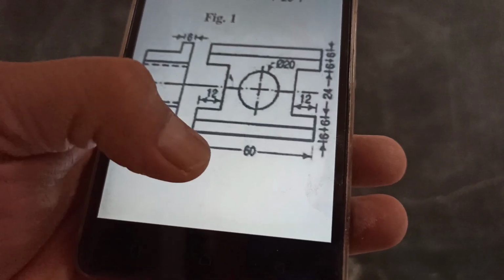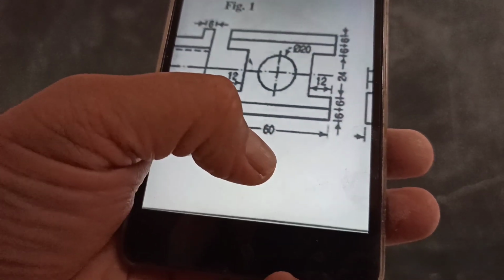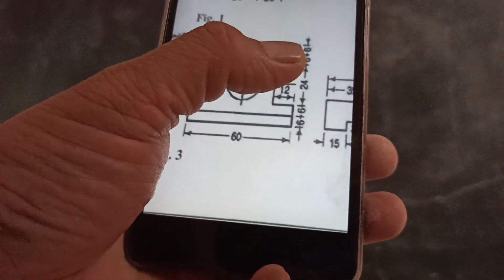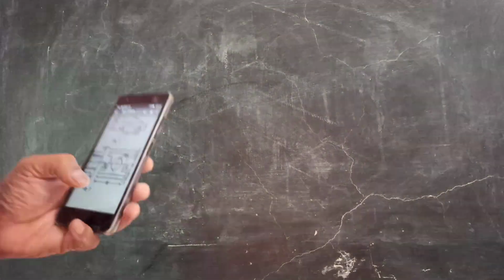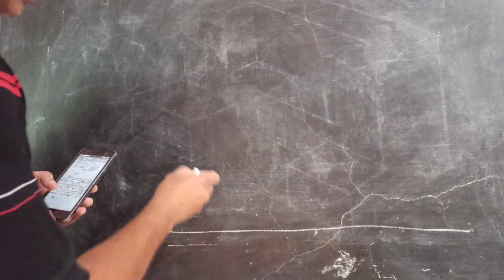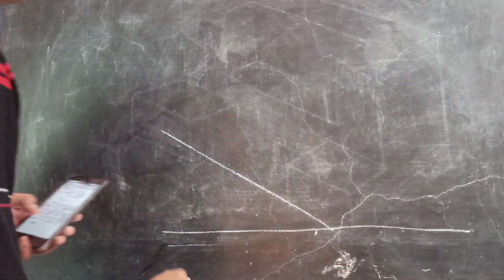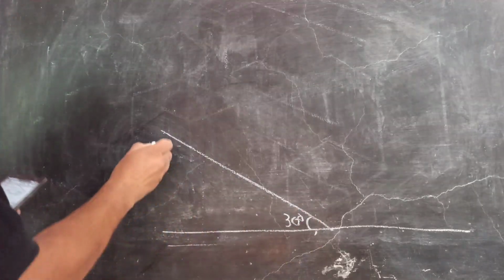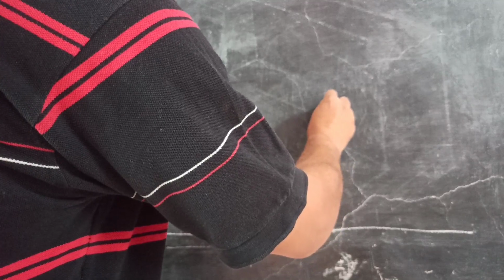So if we take this as front view, we can see the length is given as 60 and the height is given as 48. 6 plus 6 plus 24 plus 6 plus 6, so it is 48. 60 by 48. So let us start with this problem. 60 at 30 degrees, you can draw 60. So this is 30 degrees, this length is 60, the height is 48.